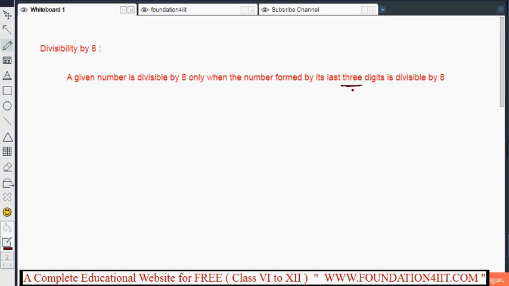So the last 3 digits. Let me give an example here. For example, 80,312. Your last 3 digits are 312. Now if 312 is divisible by 8, then that 80,312 also is divisible by 8.